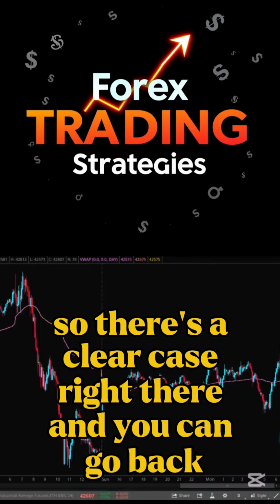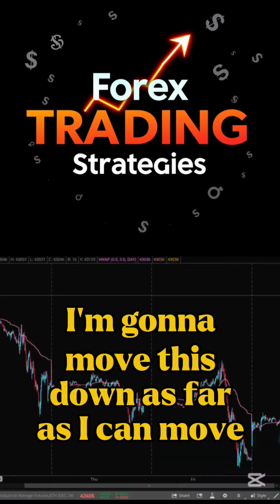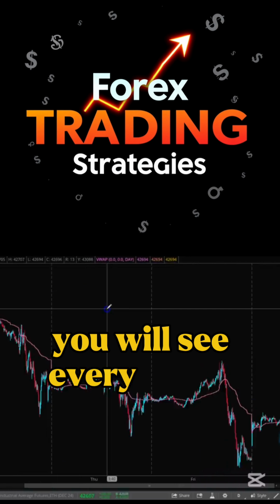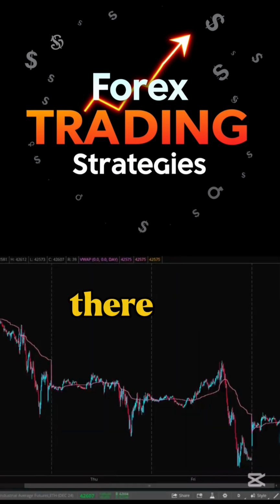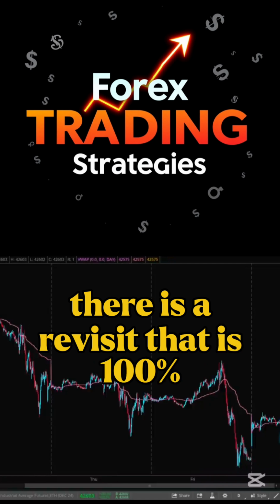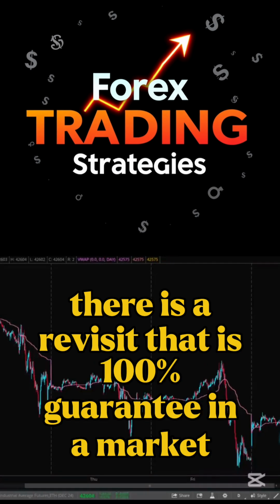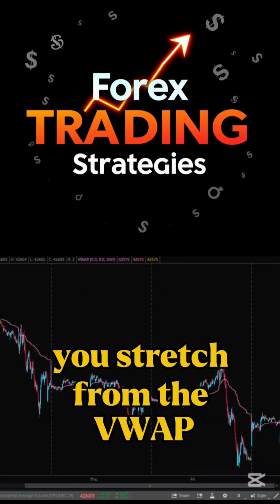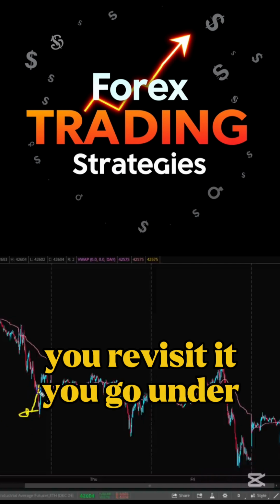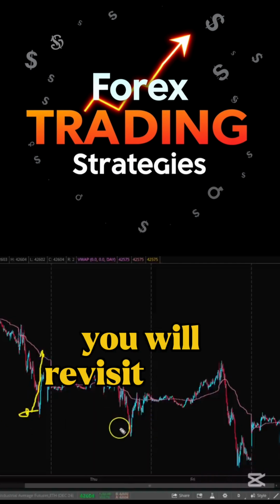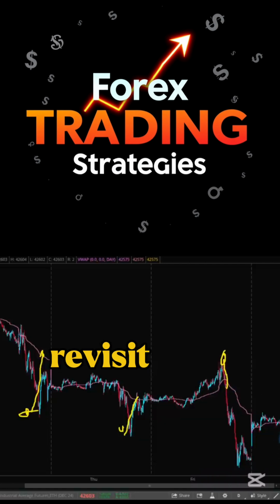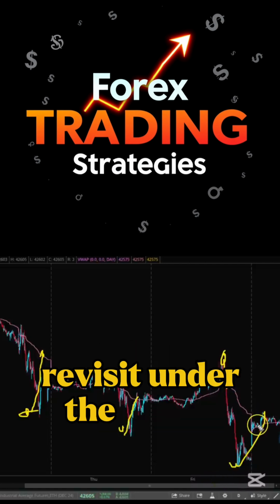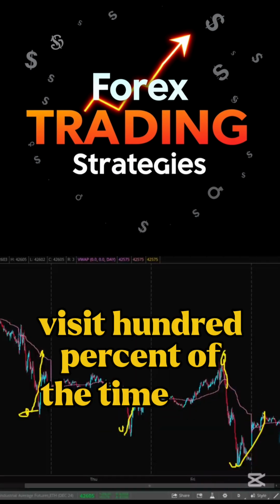And you can go back. I'm going to move this down as far as I can move it. You will see every single time there is separation, there is a revisit. That is a 100% guarantee in a market scenario. You stretch from the VWAP, you revisit it. You go under the VWAP, you will revisit it. Over the VWAP, revisit. Under the VWAP, revisit. 100% of the time that thing is going to happen.